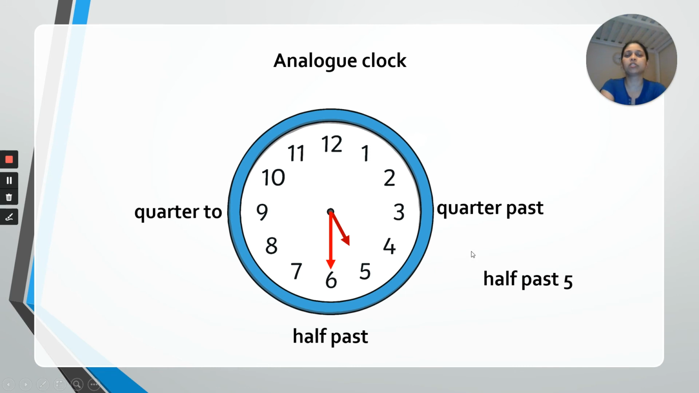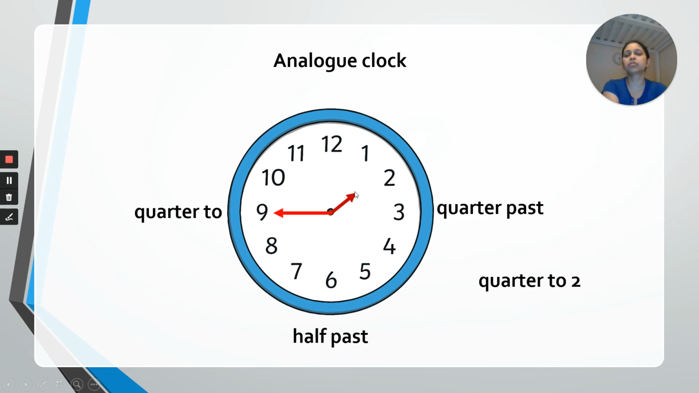Let's see if we've got another one. Again, the minute hand is on the 6, so we know that it is half past. Half past 5, because the hour hand is pointing on the 5, so we know it is half past 5.